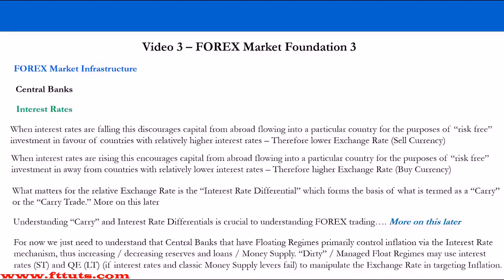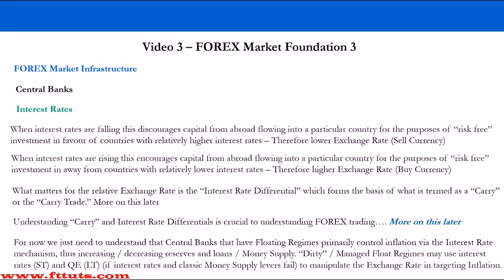For now, what we just have to understand is that central banks that have got floating regimes primarily control inflation via the interest rate mechanism, and they increase or decrease reserves and loans, or the money supply. This is basically the actual definition of a dirty or managed float.